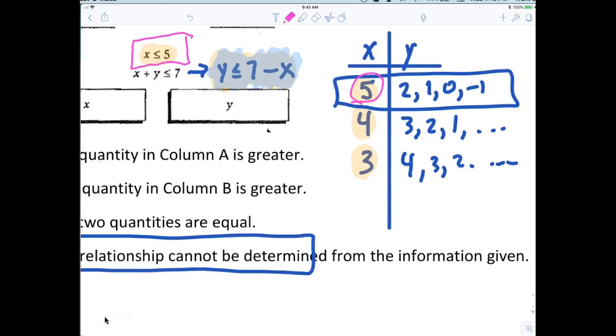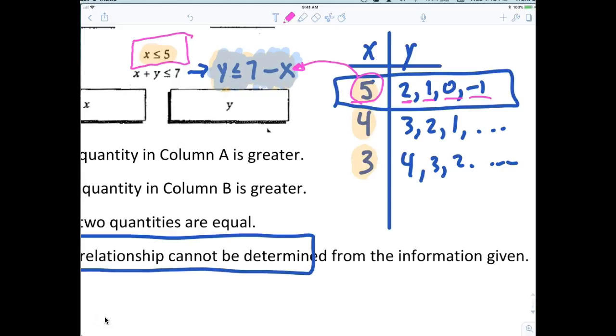And then what did I do? I plugged 5 in for x. And if x is 5, y could be what? Less than or equal to what? So look right here. So I just put all those numbers in. Is everybody good with that?